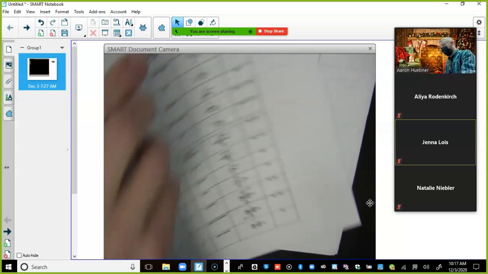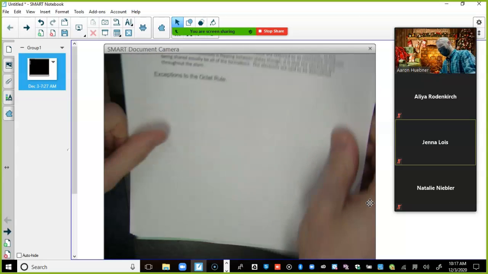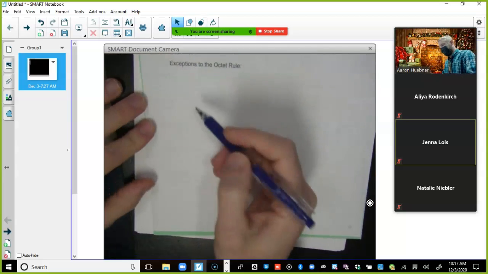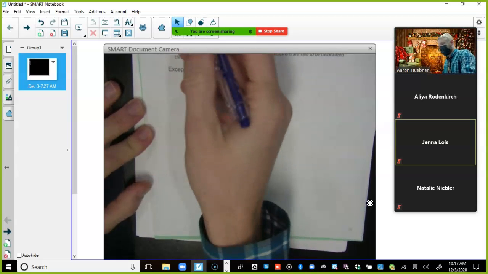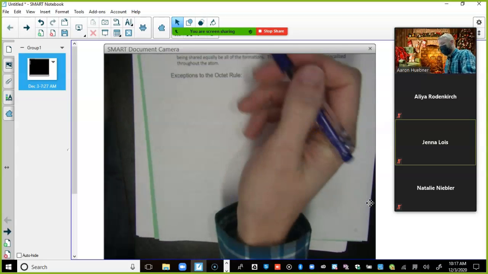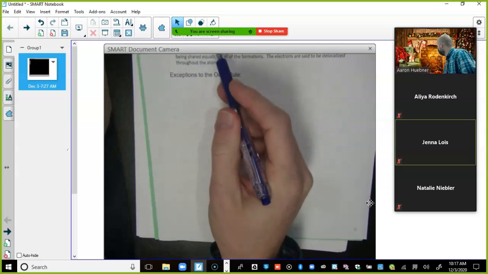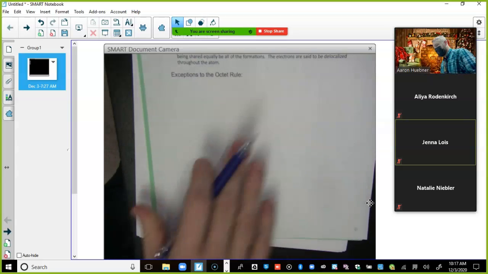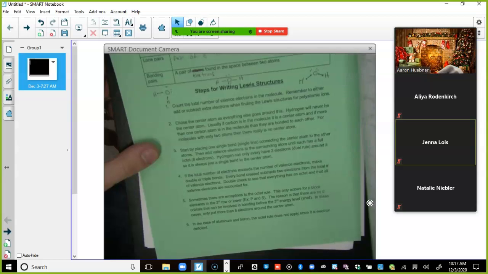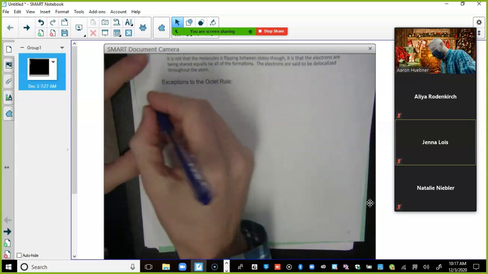Alright, moving on, I'm just gonna use this area. So, exceptions to the octet rule. We already kind of talked about that. We're gonna do some more examples that will cover those. Number 10.